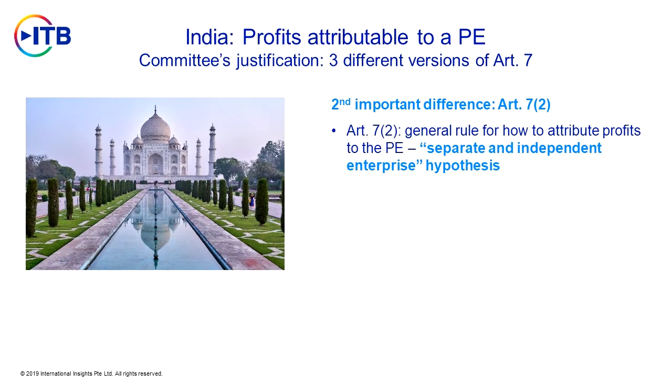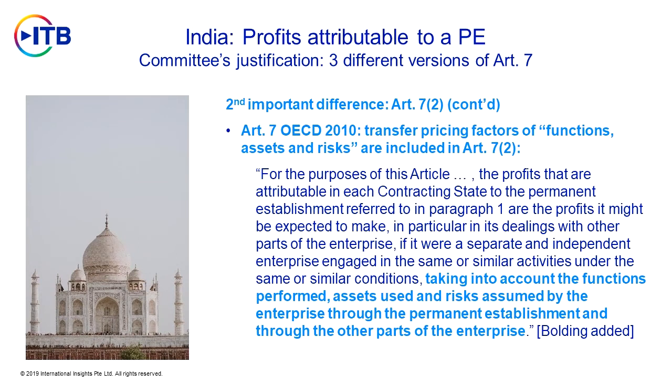Secondly, in regard to Article 7.2, which sets out the general rule for how to attribute profits to the PE, which is based on the separate and independent enterprise hypothesis. In Article 7 OECD 2010, the transfer pricing factors of functions, assets, and risks are included in Article 7.2.